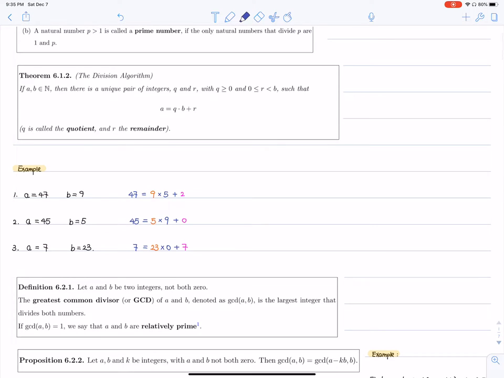The new thing is division algorithm. Although it sounds new, it's something everyone has seen in elementary school. If we have a and b in natural numbers, then there exists a unique pair of integers. Notice that this is unique, okay? Then there exists a unique pair of integers q and r, with q greater than or equal to 0 and r smaller than b. This is quite important, such that a equals q times b plus r, and q, as all of you should know, is the quotient, r is the remainder.